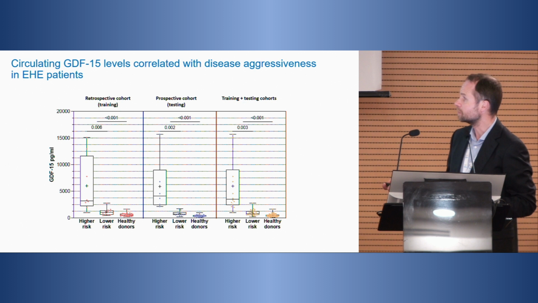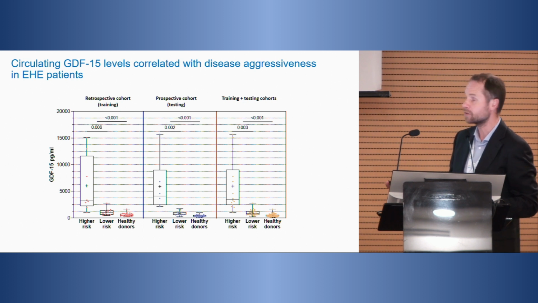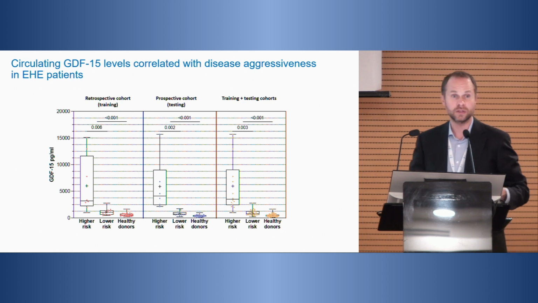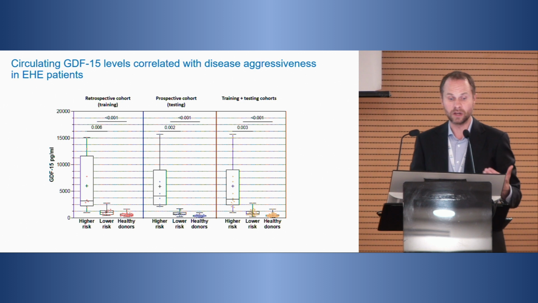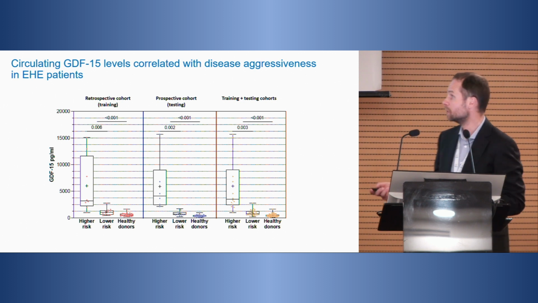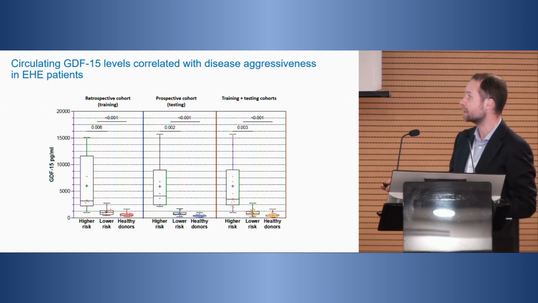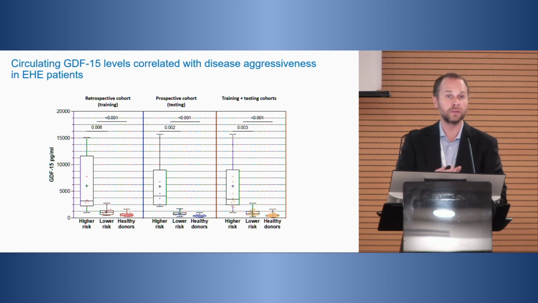And you can see quite clearly that patients with high risk disease had much more GDF15 circulating in their blood, compared both to patients with lower risk disease and also to healthy donors. And these results were very similar, right? Almost superimposable between the two cohorts.